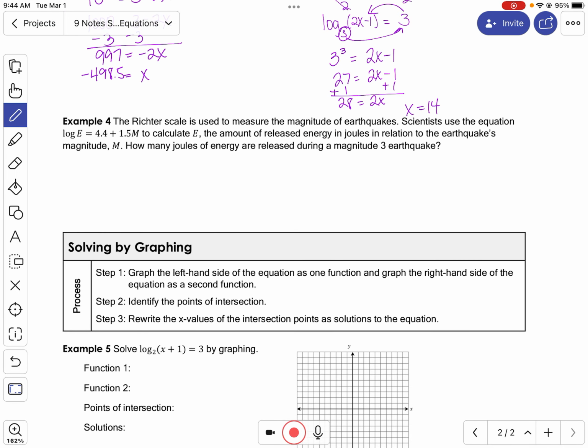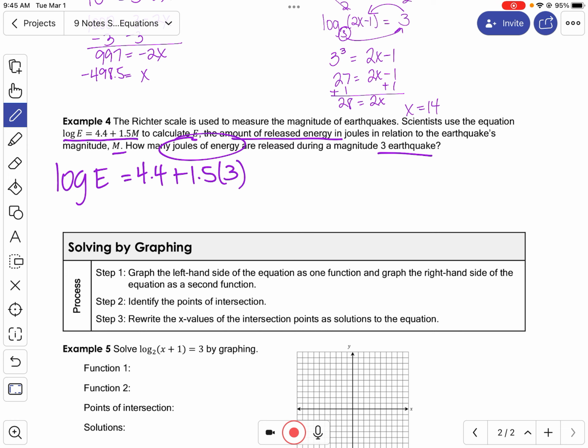Okay, we have a word problem here. We're going to go ahead and do this. The Richter scale is used to measure the magnitude of earthquakes. Scientists use the equation log of E equals 4.4 plus 1.5 m to calculate E, which is the amount of released energy in joules, in relation to the earthquake's magnitude m. How many joules of energy are released during a magnitude of 3? Since I'm given the magnitude, I'm going to plug that into m. Okay, so I'm going to work out this side, 4.4 plus 1.5 times 3. You should get 8.9.